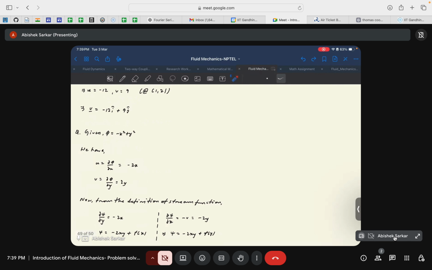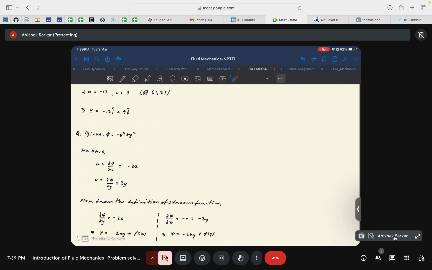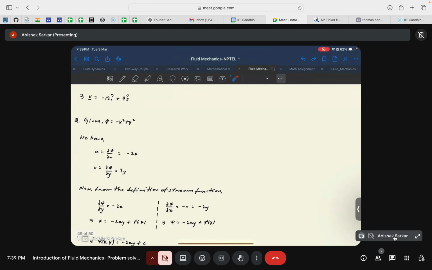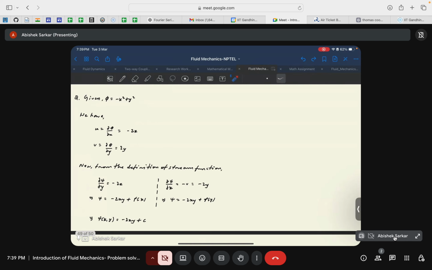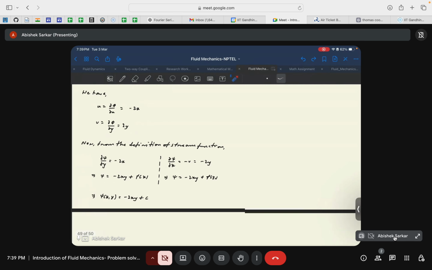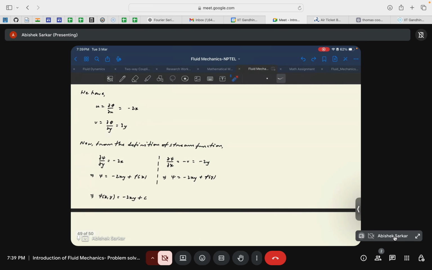So from this equation you get u is equal to dou phi by dou x, using the definition of velocity potential. So u is minus 2x. Similarly, v is dou phi by dou y, or v would be equal to 2y. Very simple derivation. Now you need to find the stream function using this relation.